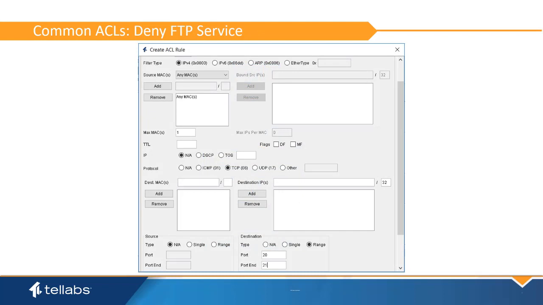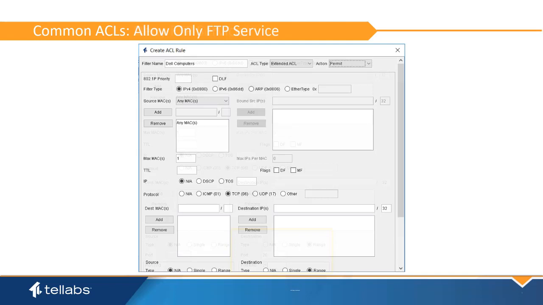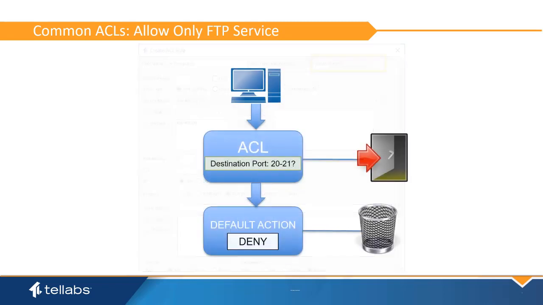Similarly, FTP services can be denied by setting an extended ACL to deny destination ports 20 and 21. To only allow FTP traffic on the port, the previous ACL can be changed to an action of permit. This will only allow active FTP sessions to the server on the service port. For this ACL, the VLAN is a default deny, and only FTP traffic is permitted.